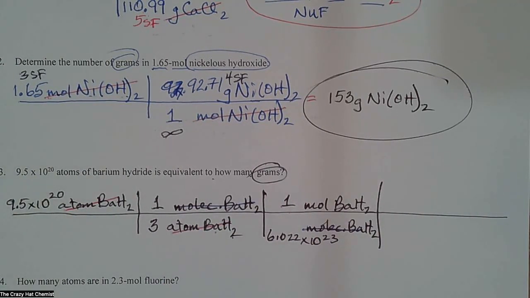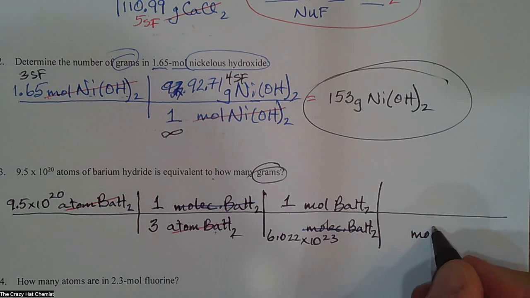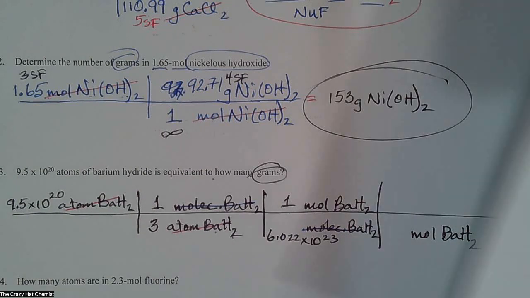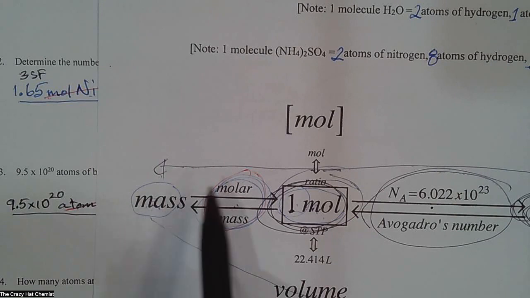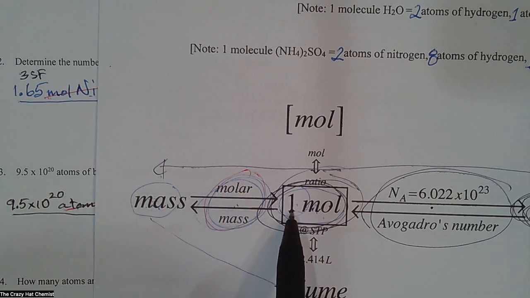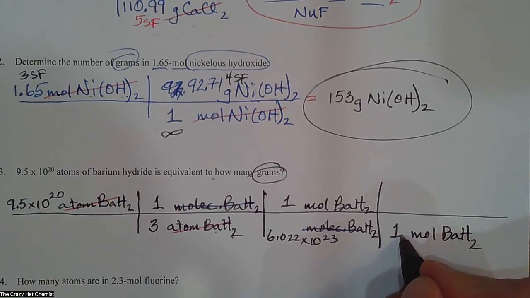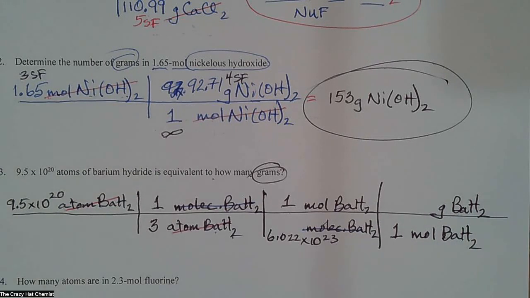I'm not quite done yet because I'm trying to solve for grams. So whatever these units are here in the numerator, you must have the same units in the denominator of the next term, and then BaH2. And so now I'm going to go from moles to mass, and I'm going to be using the molar mass, and the number in front of the mole is a 1. So it's a 1, and then it's grams of BaH2, just like that.